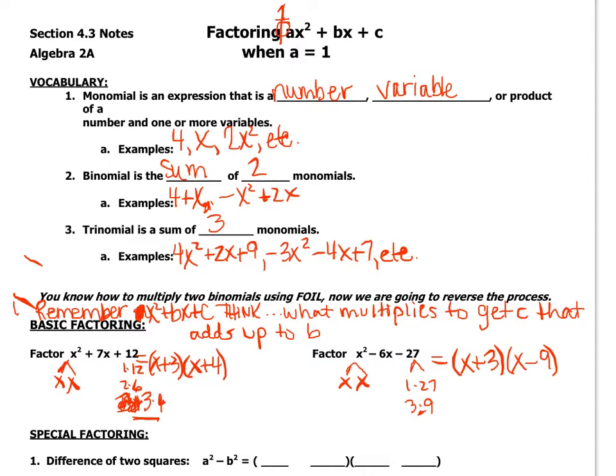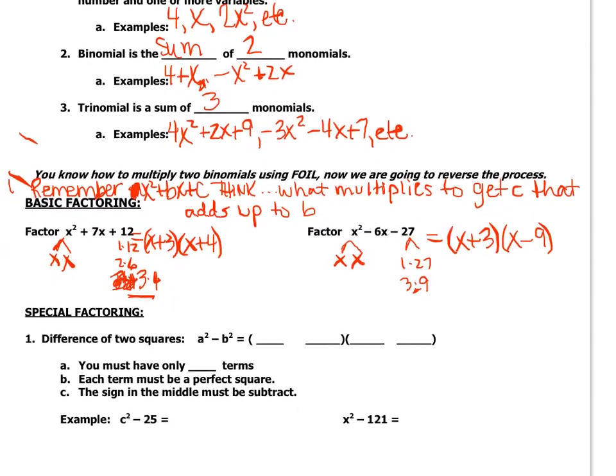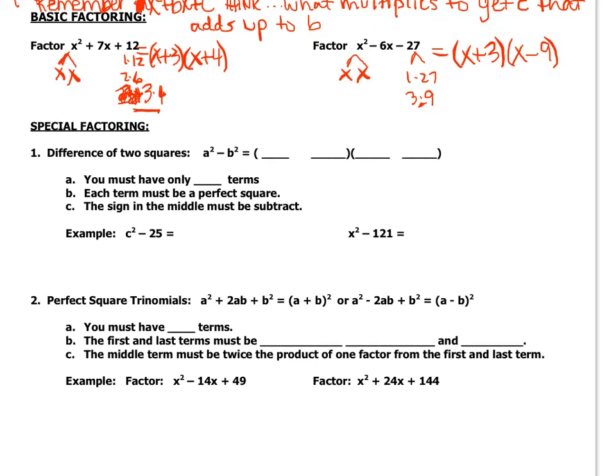So next here, I'm going to move my screen up a little bit. We're going to talk about special factors. So our special factors, the first one is the difference of two squares. So you've noticed here my general pattern is a squared minus b squared. So this works when your first number squared, and then you have a minus sign, and then you have a second number squared. And this always factors into a plus b times a minus b. So you must have only two terms.